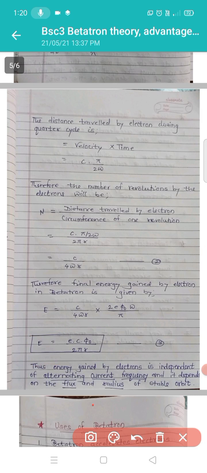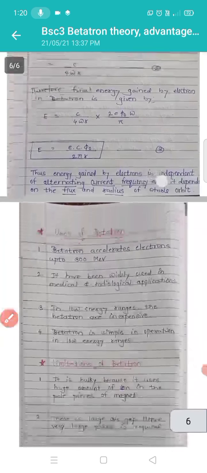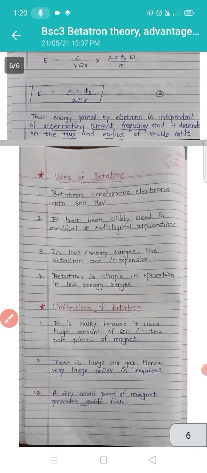Then the next part is the uses of betatron and their limitations. What are the uses of betatron? Betatron accelerates electrons up to 300 mega electron volt. It has been widely used in medical and radiological applications. In low energy ranges, betatrons are inexpensive and simple in operation. These are some advantages or uses of betatron.